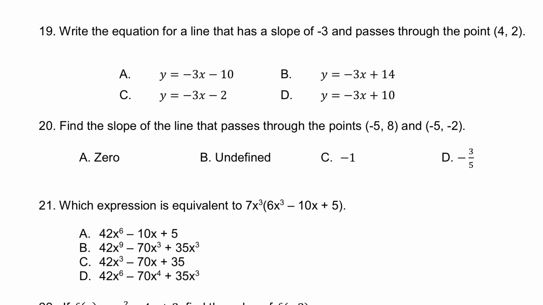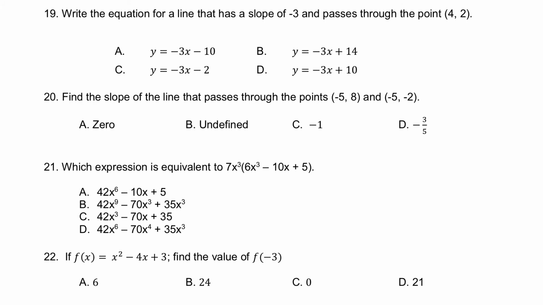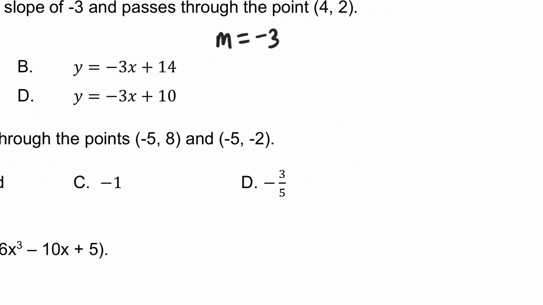All right, 19. Write the equation for a line that has a slope of negative 3. Okay, so the slope is negative 3. I'm just going to write that down. And passes through the point 4, comma 2. Okay, so it goes through the point 4, comma 2. There are a couple ways you could do this. I'm going to briefly talk about both of them, but I'm only going to use one of them.